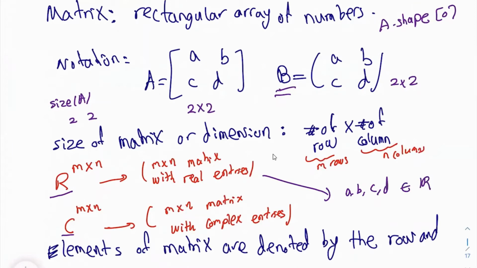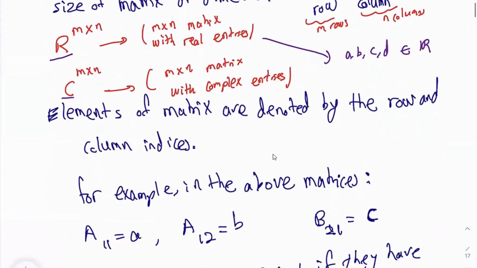They're all real values, okay? And for the other one, it means that a, b, c, d are members of the complex domain. So they can be real or they can be complex. In general, they are complex. That's what it says. Now, elements of matrices are denoted by the row and column indices.